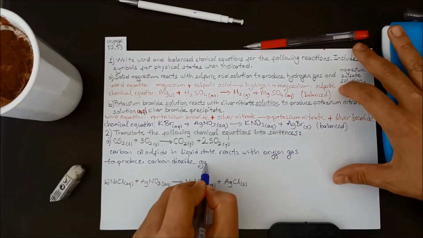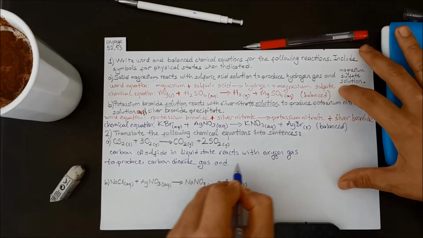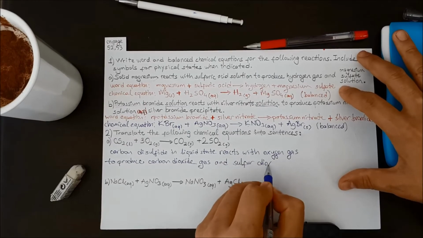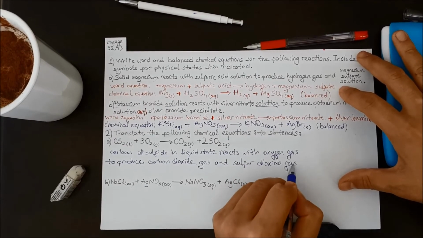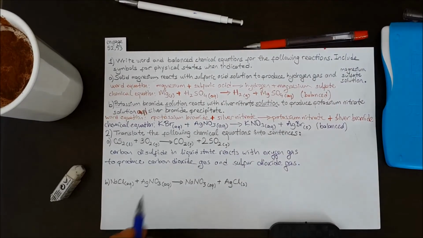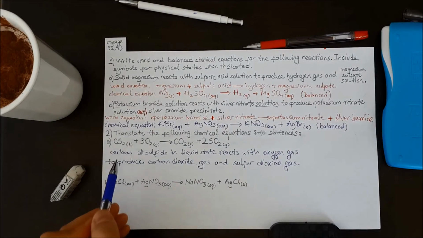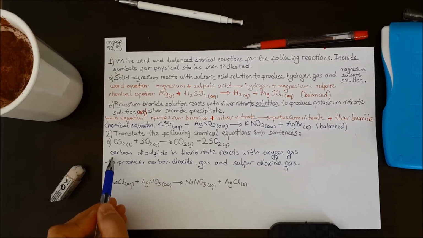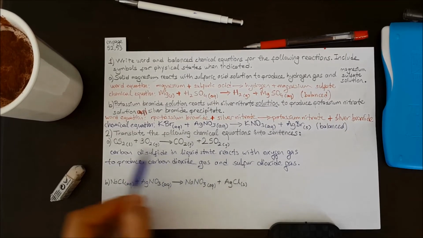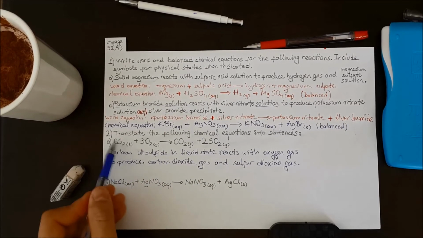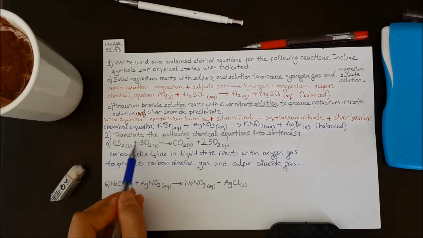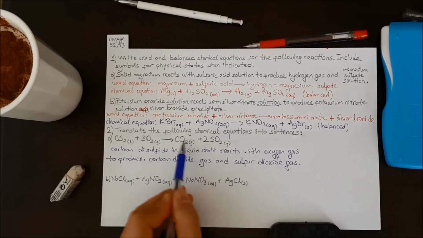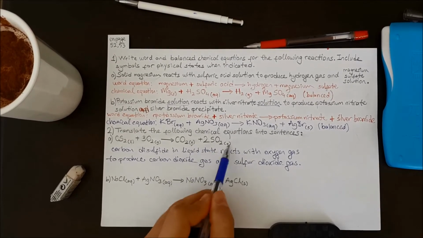Carbon dioxide gas and sulfur dioxide gas. Okay, that's it. Here is our sentence which describes this chemical equation. Carbon disulfide in liquid state reacts with oxygen gas to produce carbon dioxide gas and sulfur dioxide gas.